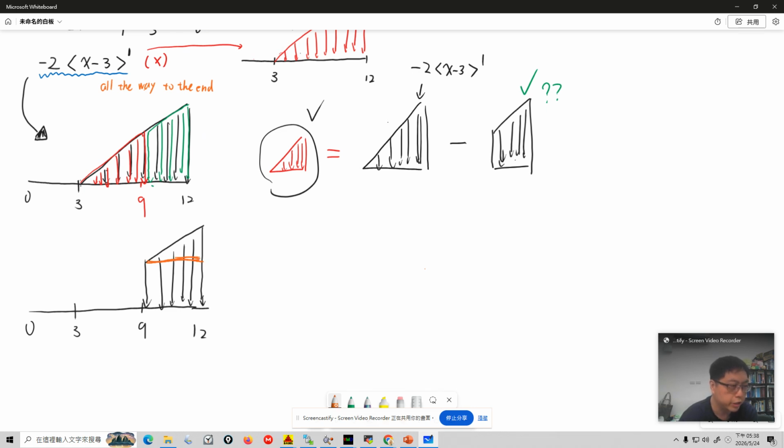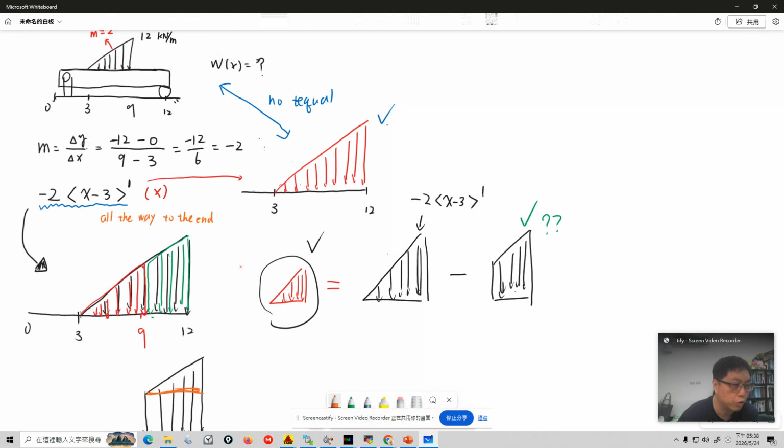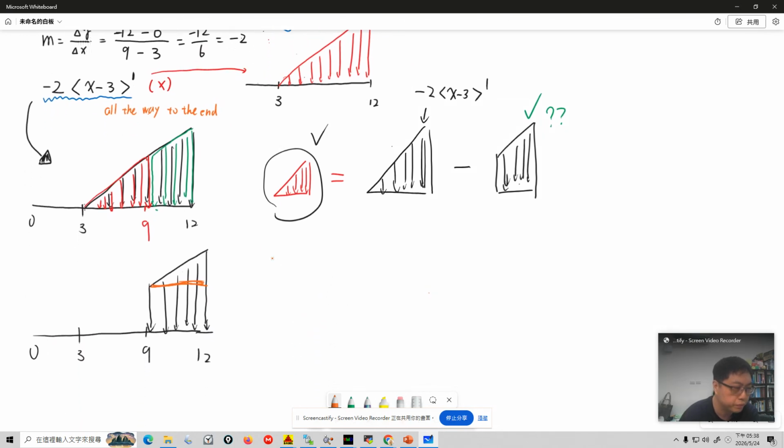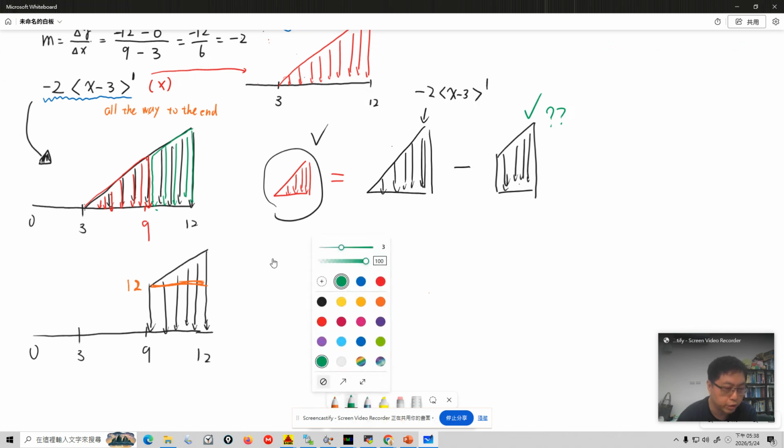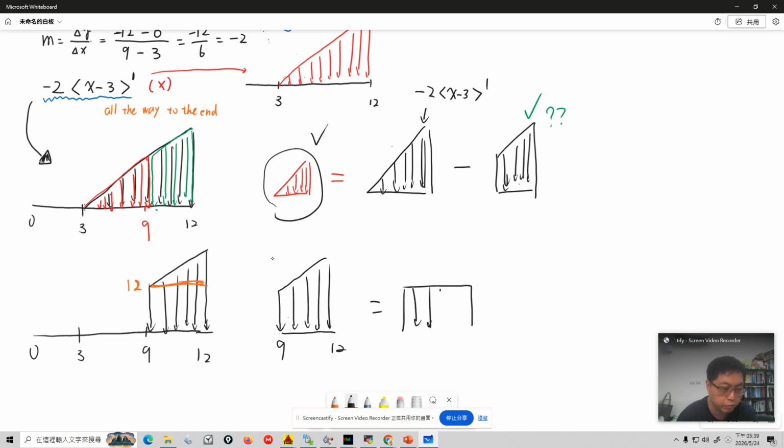And what's the height here? Let's go back to the height, I think it's 12. So here is 12. So actually this trapezoid is equal to a rectangular uniform distributed load.